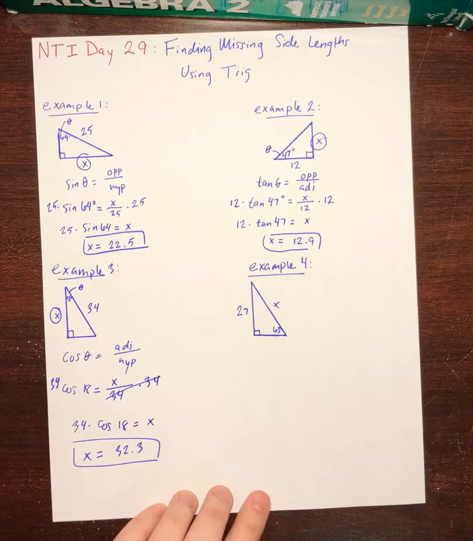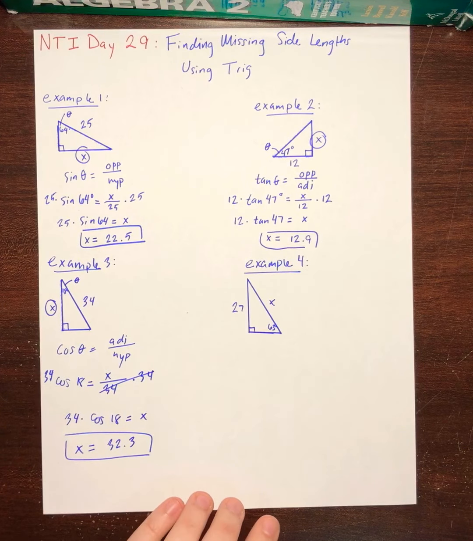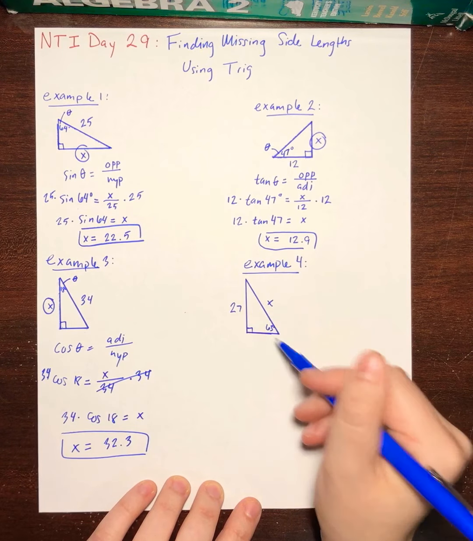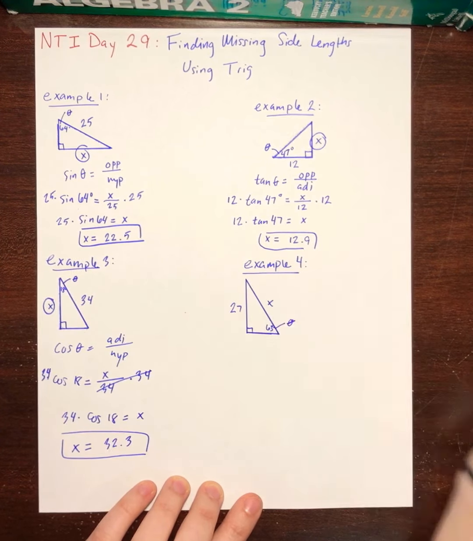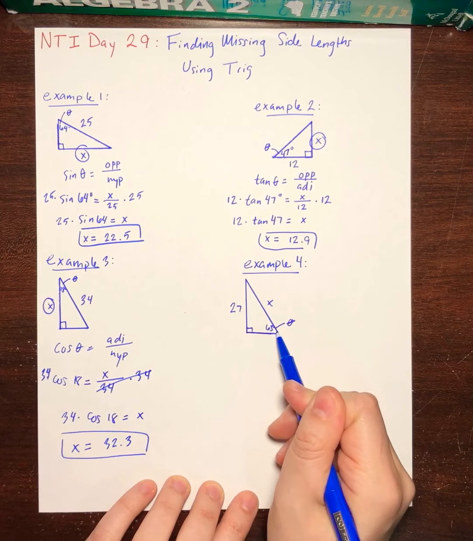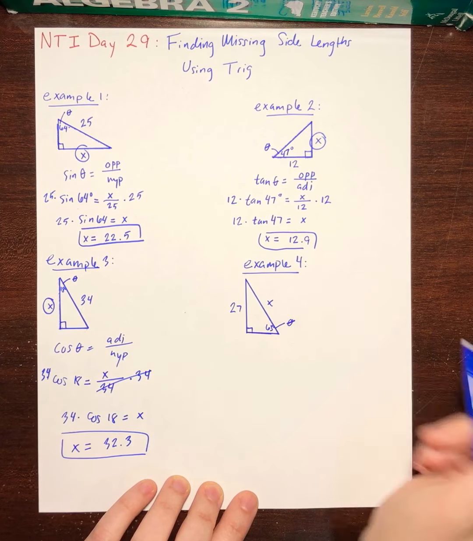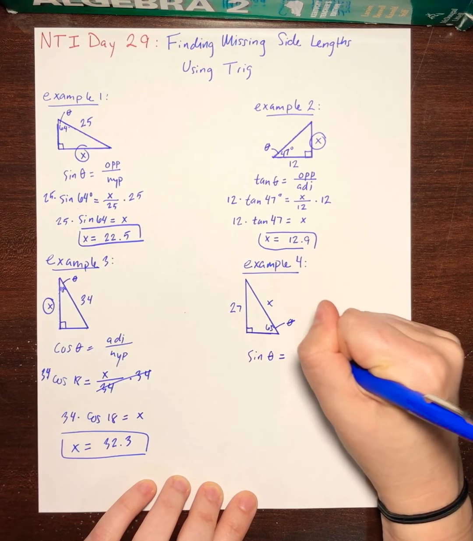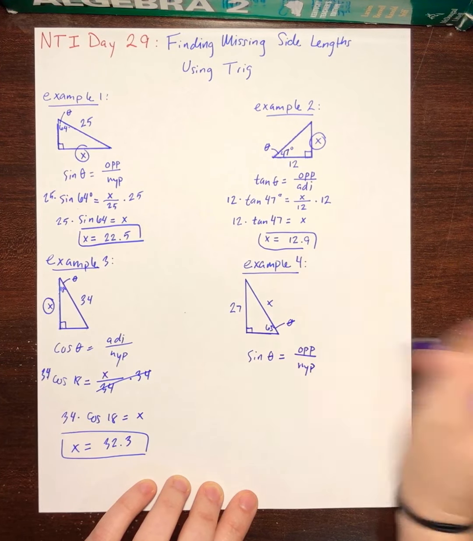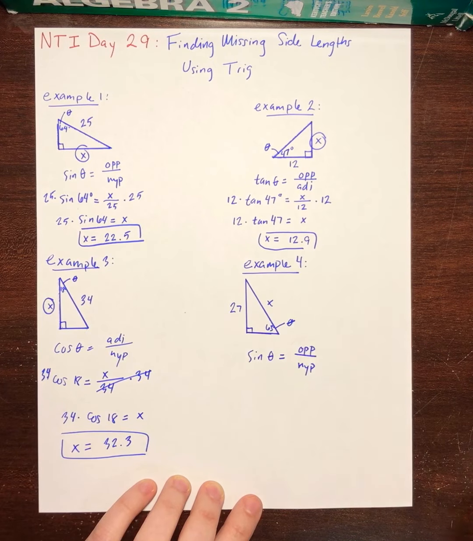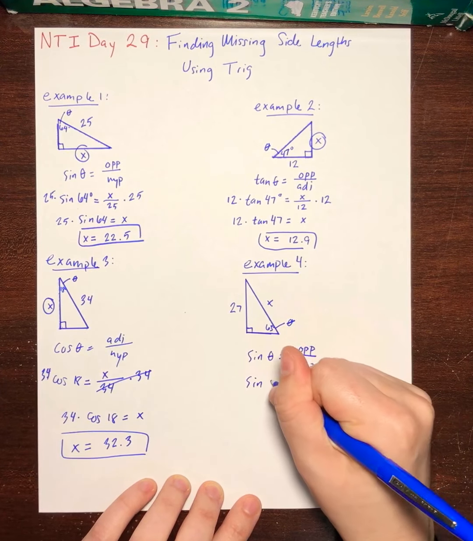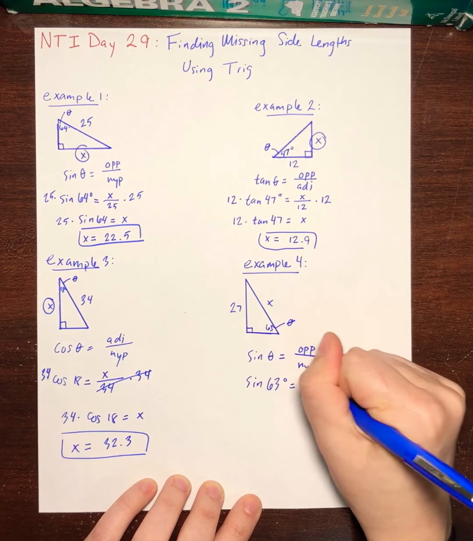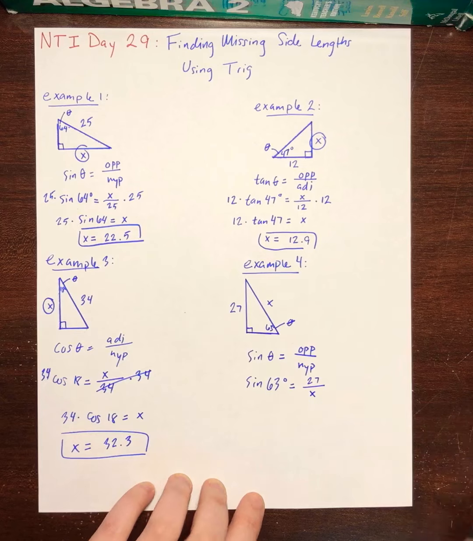And then last, example 4, which is going to be a little bit different. So we've got two sides, our angle. We're going to treat that like our theta. And then this 27 is opposite, x is hypotenuse. Opposite, hypotenuse, I know that that is sine. So I'm going to use sine. So sine of that 63 degrees is opposite 27 over hypotenuse x.